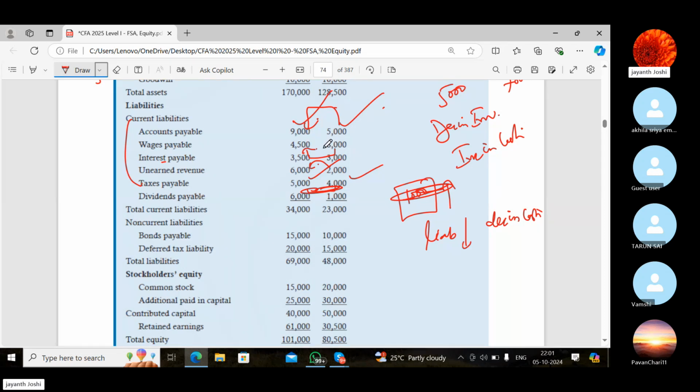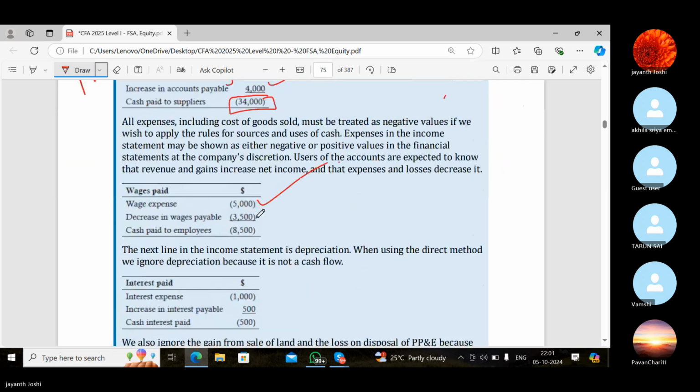5,500. 3,500. 3,500. Yes. So we will take that. Decrease in cash will subtract. Okay. So this is already expense. This is also decreased. So 8,500 cash paid to employees. Okay. 5,000 I'm showing as an expense and my liability also has decreased. That means I made a payment of 3,500 also this year. Okay. So 8,500 all in all cash has gone out.